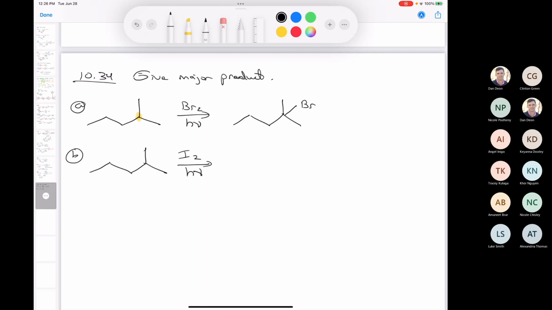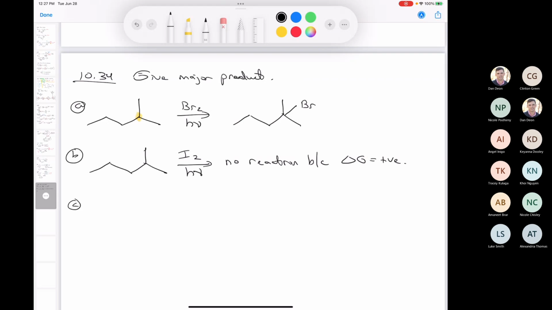In B, it says, what would happen if we took the same substrate and we treated that with iodine and light? Could anybody tell me what the answer would be here if I tried iodination with light? Exactly. Somebody just wrote, nothing happens. We'll put here, no reaction, because delta G is positive. Not thermodynamically favored, so nothing is going to happen.